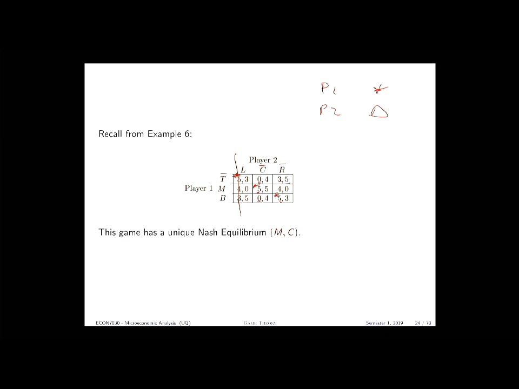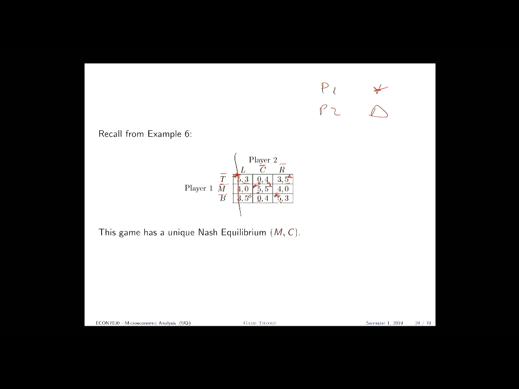R, because 5 is larger than 4 and 3. So I'm going to put a delta here. Fix M. The best response of player 2 is C, because 5 is larger than 0 and 0. And fixing B, the best response of player 2 is, again, L, because 5 is larger than the other.